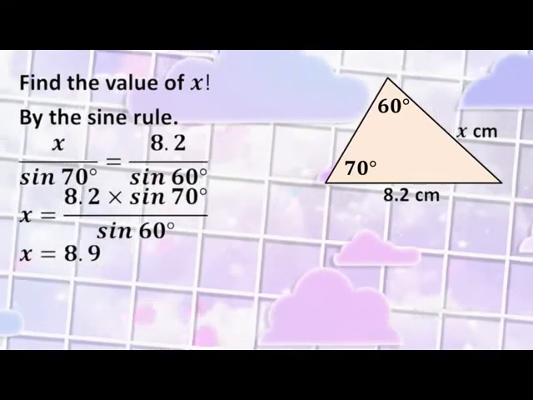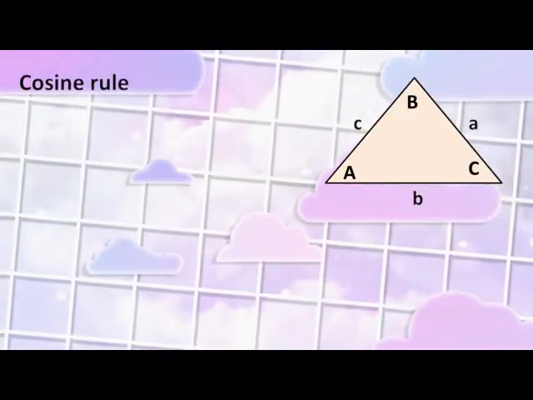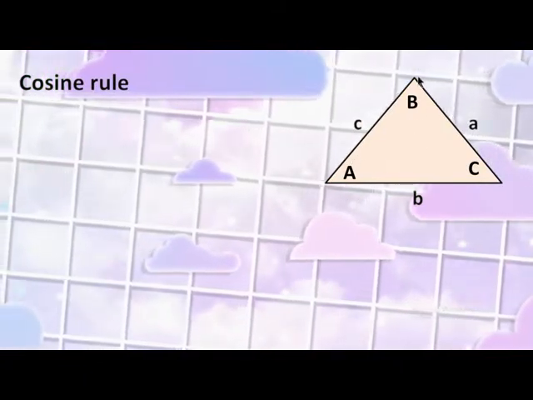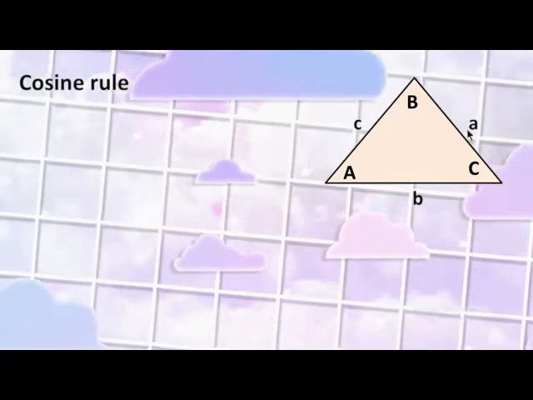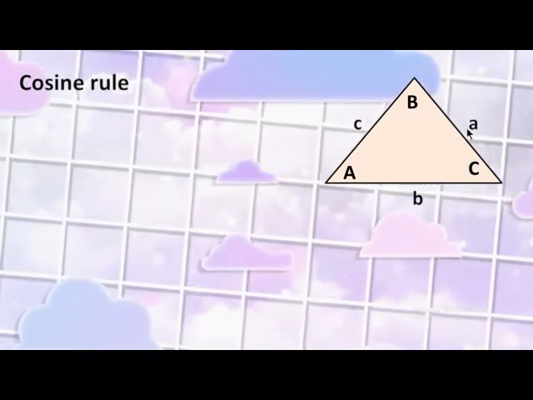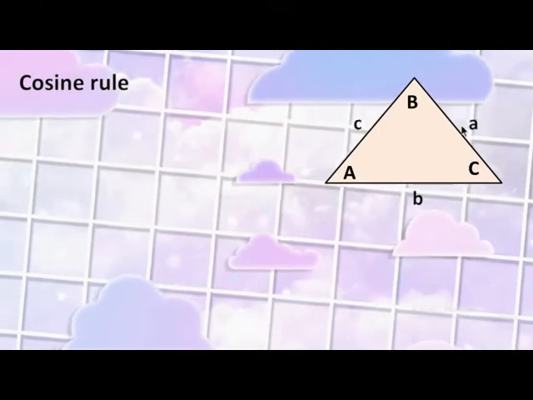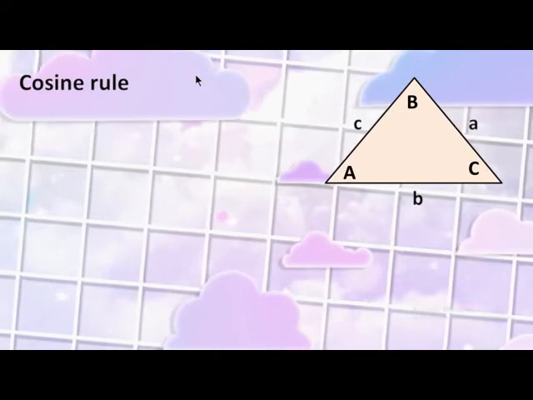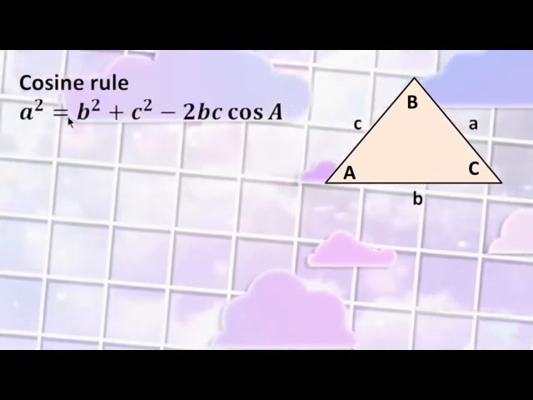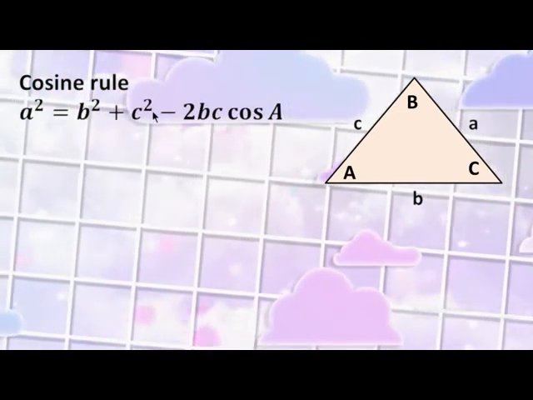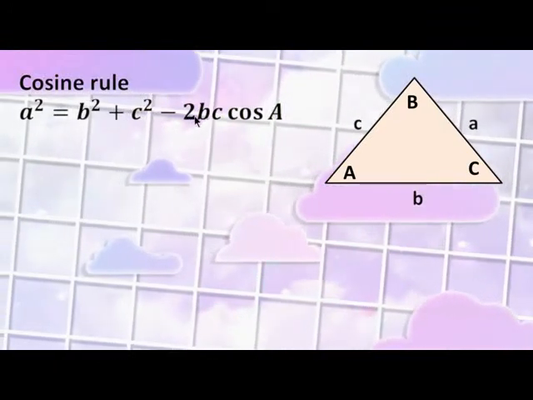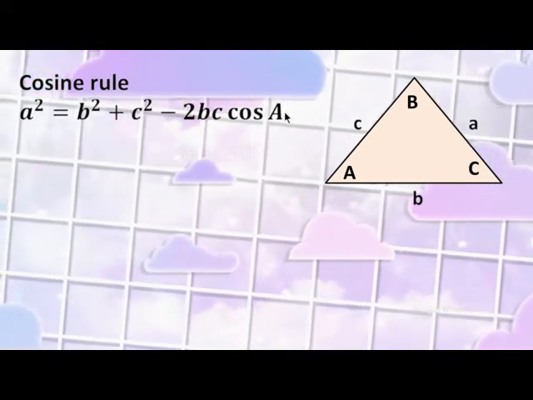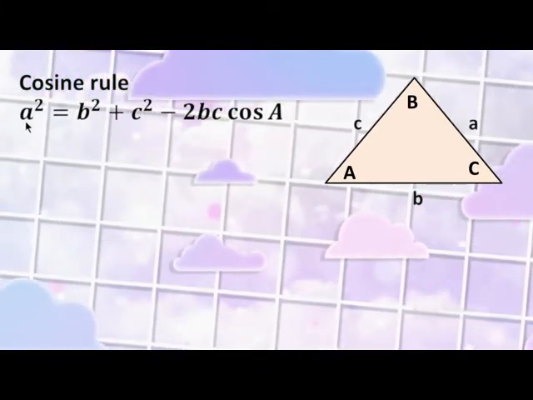The other rule that we're going to learn is the cosine rule. So remember, if this is angle A, the side in front of angle A is side A. So if we're going to find the value of side A, we can use the cosine rule. So A squared equals B squared plus C squared minus 2 times B times C cosine A. Remember, angle A is the angle in front of side A.